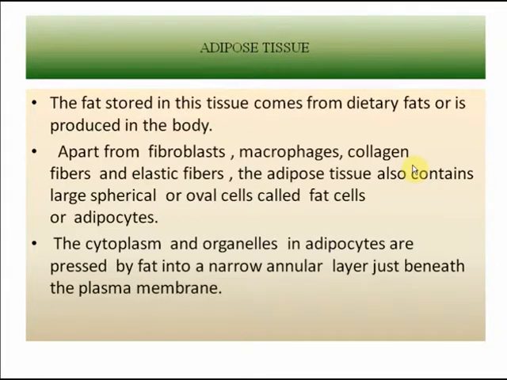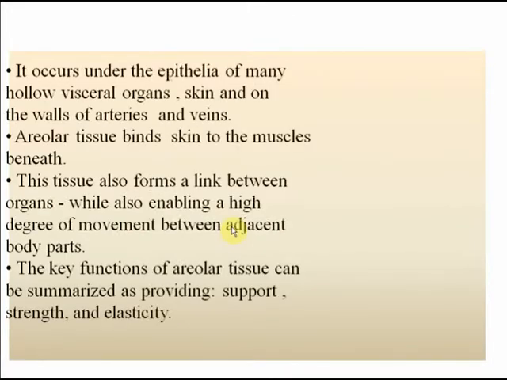The fat stored in this tissue comes from dietary fats or is produced in the body. When much fat is accumulated in the body, it is stored in the form of adipose tissue. When you take some heavy meals like butter, cream, and when this is extra in your body, that is also accumulated in adipose tissue, like fat globules. Adipose tissue also contains fat cells or adipocytes, and cytoplasm in fat cells is narrow and peripheral with the nucleus on one side. The another one is areolar tissue.